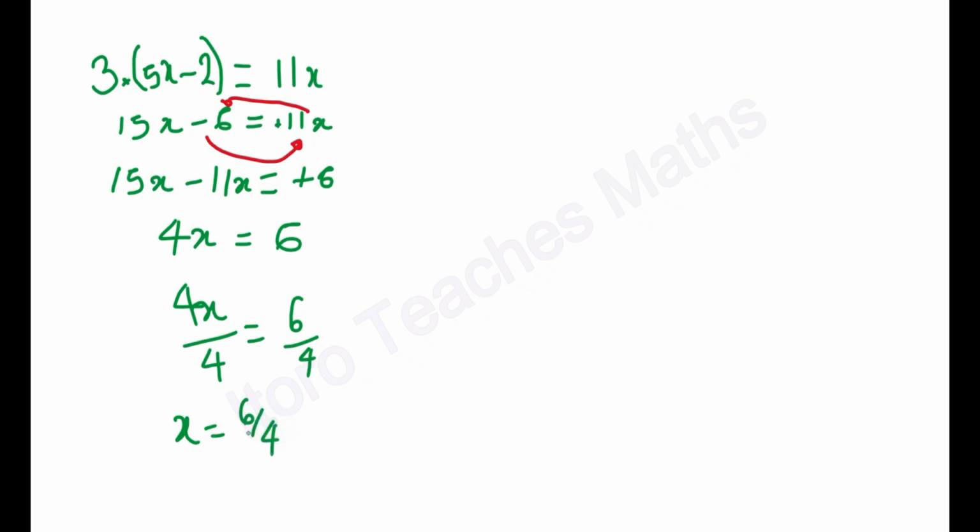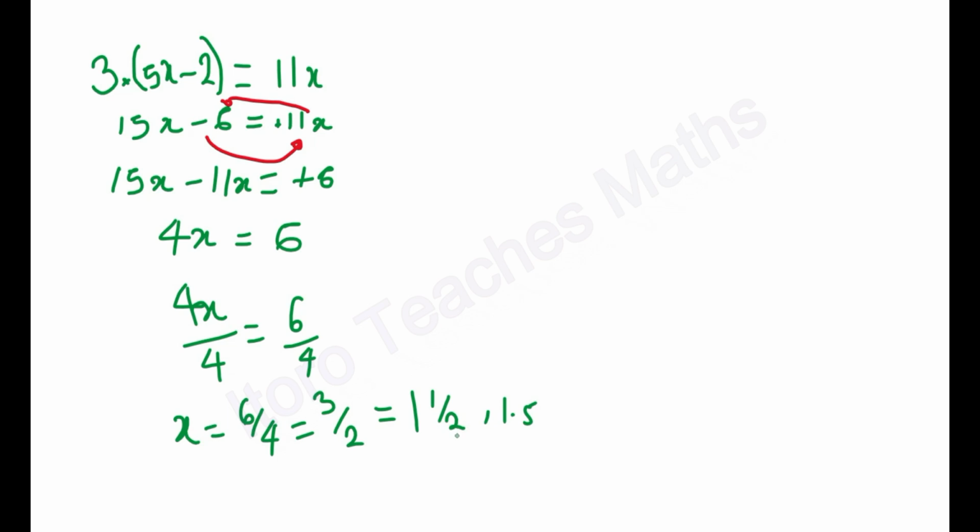And we can simplify this further because we know that 2 is a common factor in 6 and 4. So we can divide 6 by 2 and we get 3. We can divide 4 by 2 and we get 2. So 6 over 4 is the same thing as 3 over 2. And 3 over 2 is 1.5. So each of these are valid.